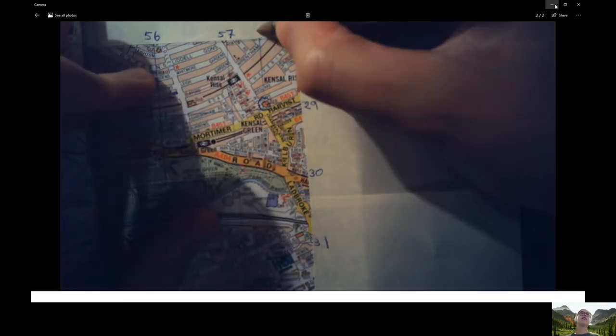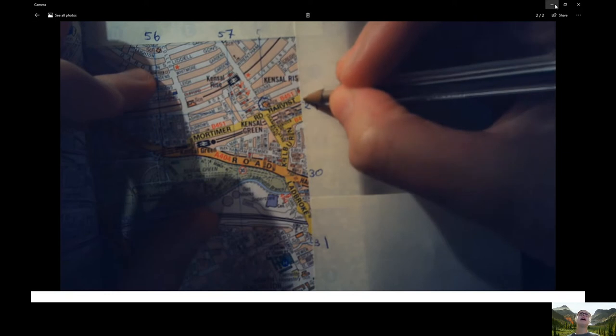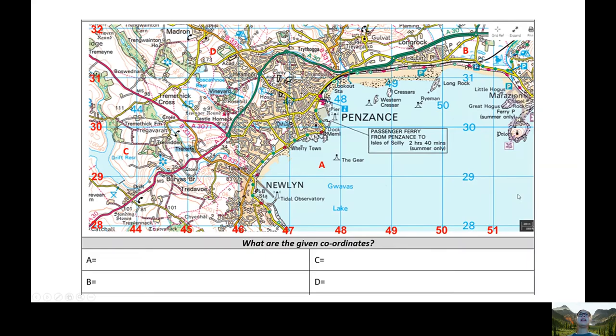And there we see. You have to imagine the grid references. That's a 5 and that's a 1. Let's practice this some more on some other maps.